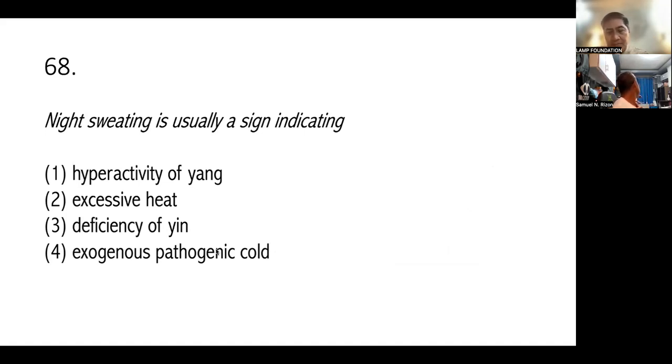Night sweating is usually a sign indicating hyperactivity of yang, excessive heat, deficiency of yin. So 1, 2, 3, letter A. Because exogenous pathogenic cold is sa stomach po siya, Doc. Yeah, okay. So pag may night sweating, yin deficiency cannot control the yang. So there is hyperactivity of yang. Kakano ba ng excessive heat ang night sweating? Because of heat, Doc. There is a possibility, no? Oh, yes po, Doc. Kasi kung excess na ang heat, pwede magkaroon ng fire. Okay. Ano na siya sa yin deficiency, Doc? Ma-consume yung yin. Opo. Yes. Okay, so A. 69.